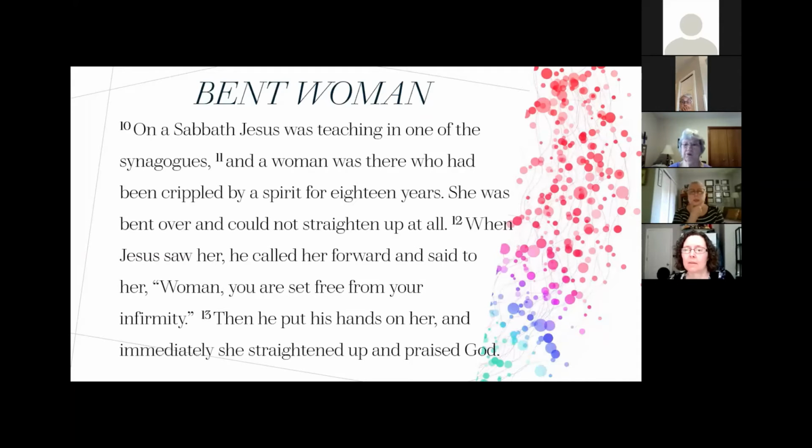And when I read this, I see a physical issue in that she could not straighten up at all. If it was a self-esteem issue, if it was an I-feel-bad-about-myself issue and she always kind of hunched over, that's one thing. But the could not straighten up at all tells me there was a physical inability to do so. Okay. Yeah, so that's one interpretation.